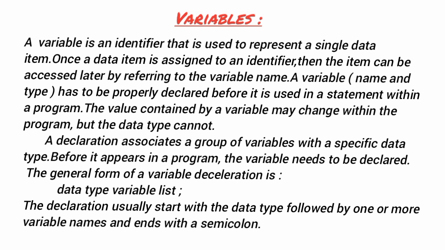Declarations associate a group of variables with a specific data type before it appears in a program. The variable needs to be declared. The general form of a variable declaration is: data type, variable list. The declaration usually starts with the data type followed by one or more variable names and ends with a semicolon.